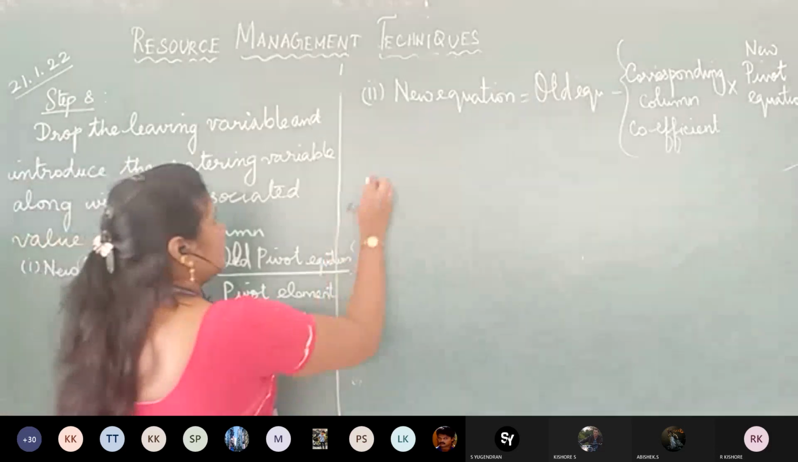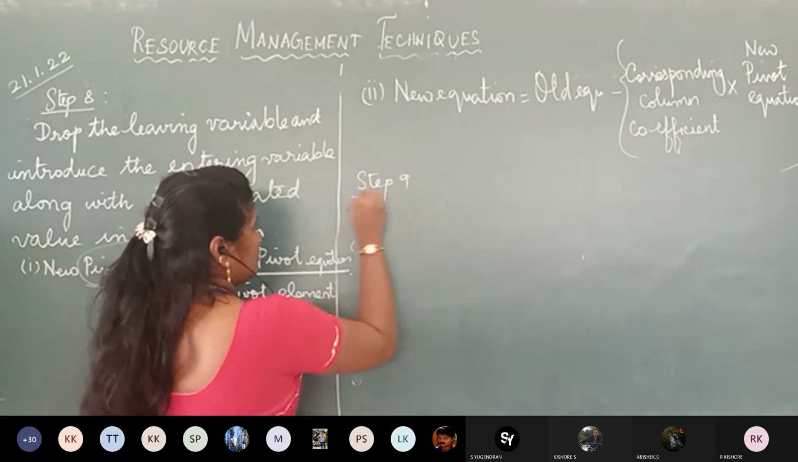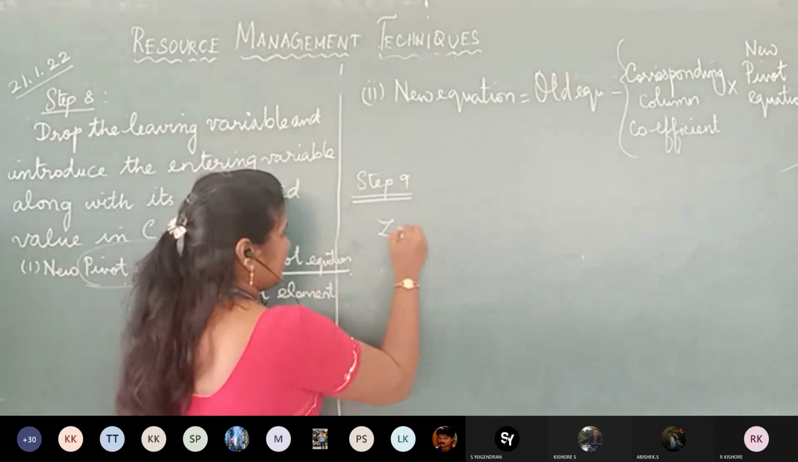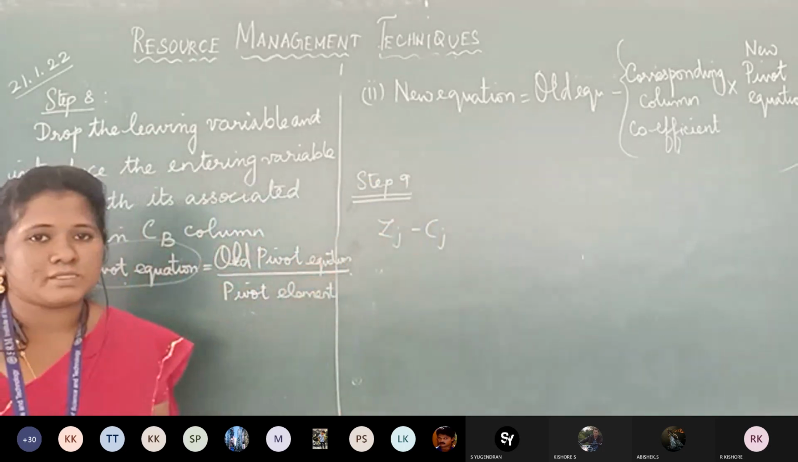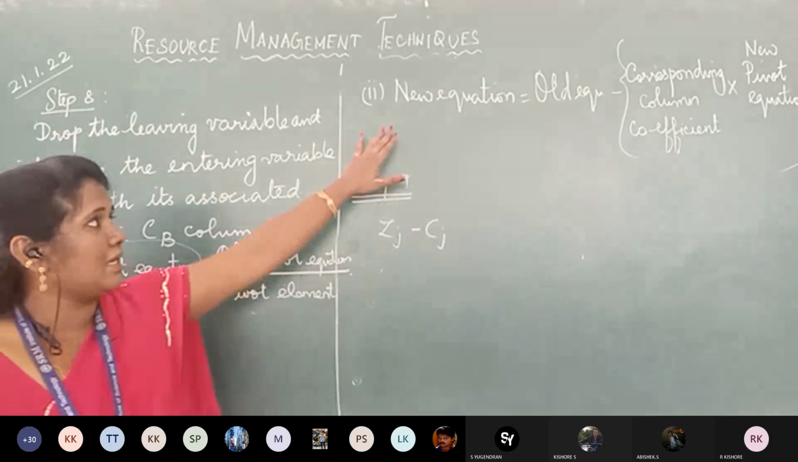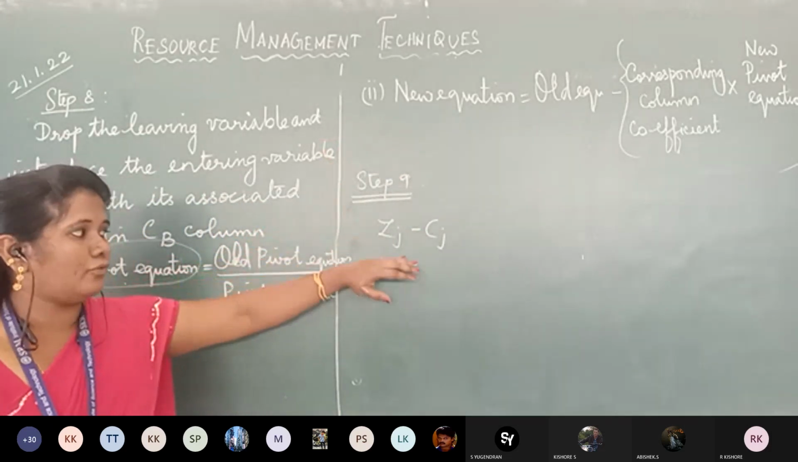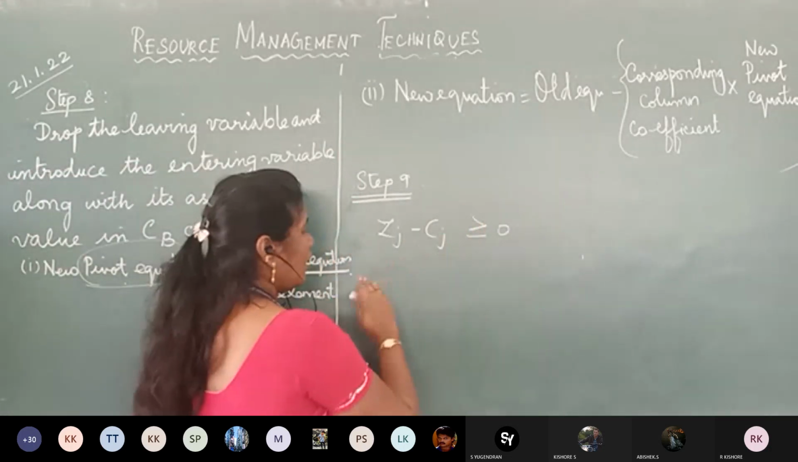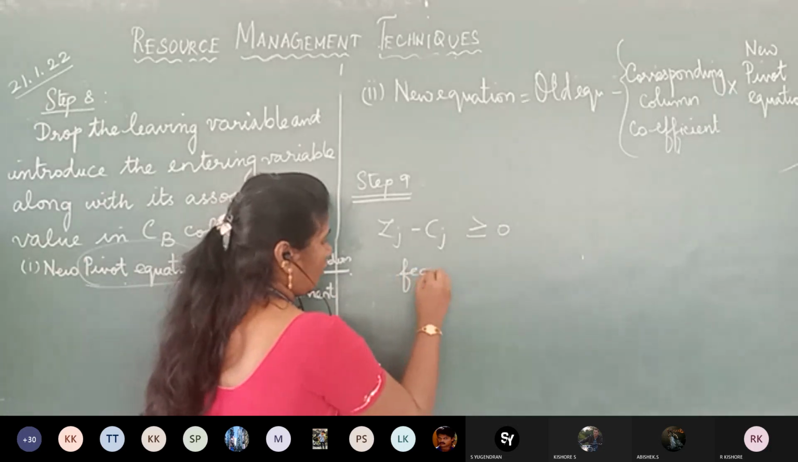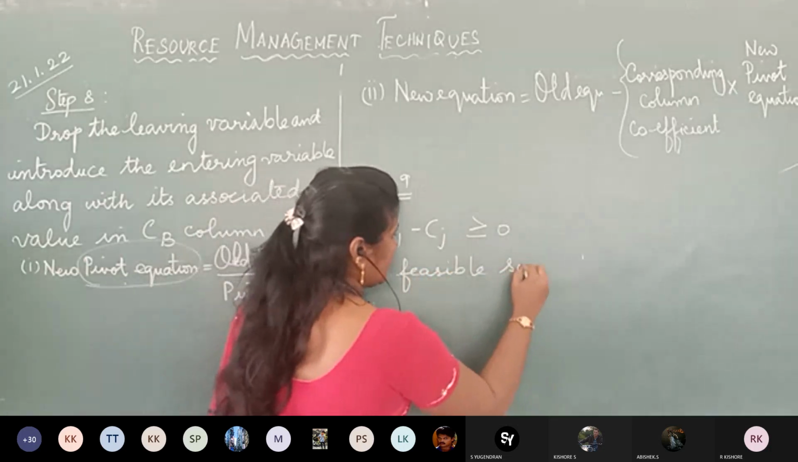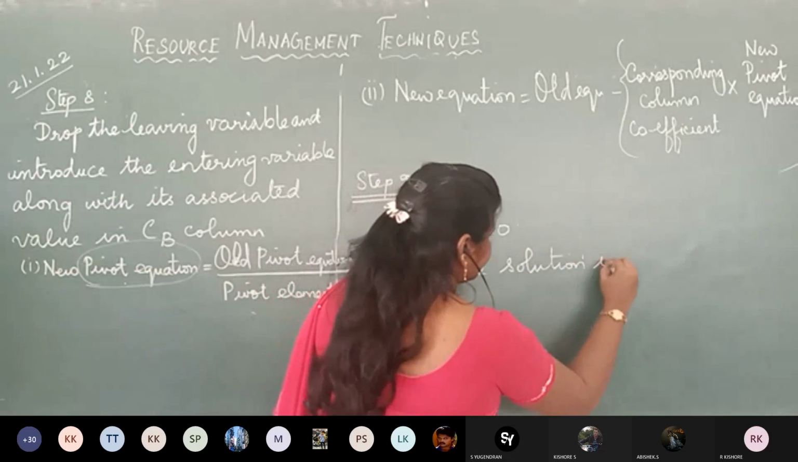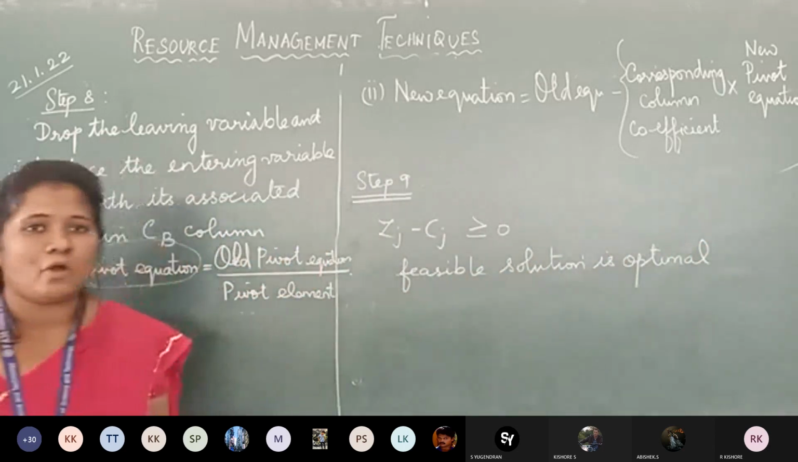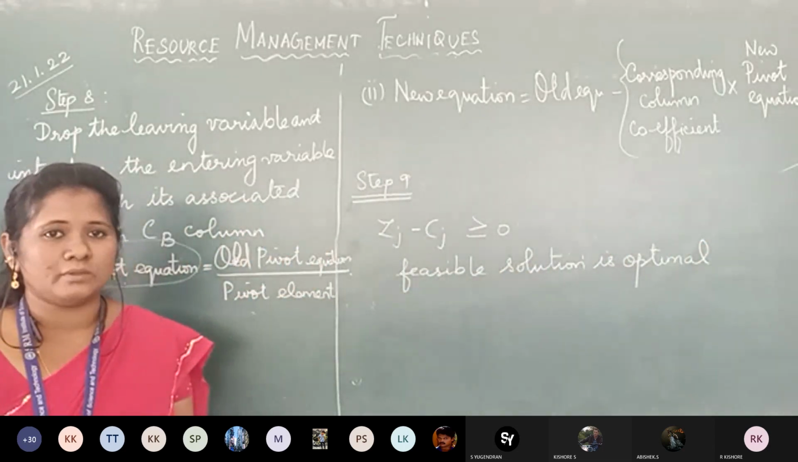Your step 9 will be your last procedure. You have to find out your Zj minus Cj. That also you'll find out with the same formula. This new equation you'll find out for your Zj minus Cj. And if your Zj minus Cj is greater than or equal to 0, then the feasible solution is optimal. Whatever you've got is your optimal solution, and you can stop with the iteration.